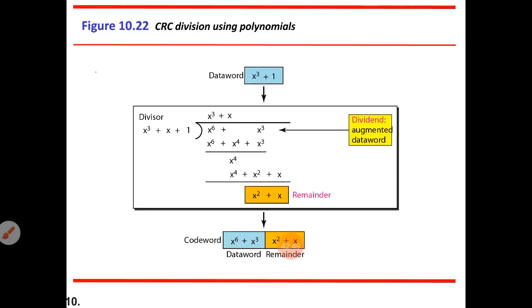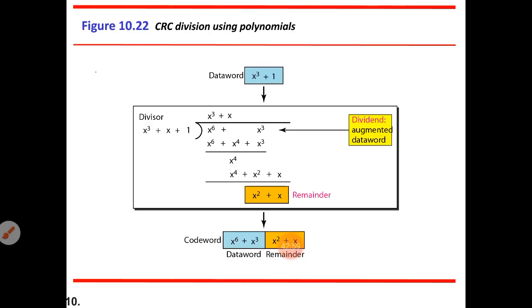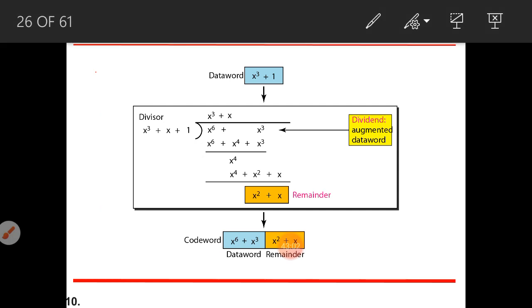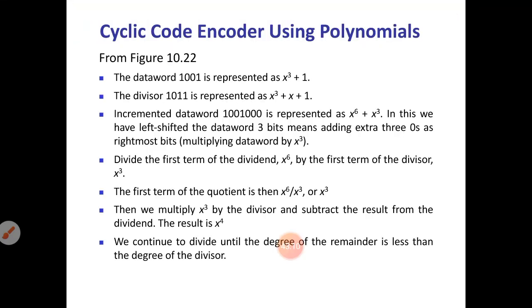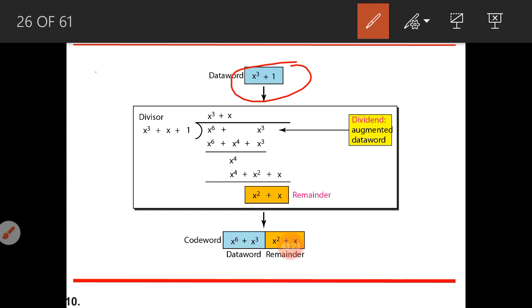Here we have seen the diagram. Whatever data word we have, we represent it in polynomial form, that is x raised to 3 plus 1. And after that the divisor 1011 I have represented as x raised to 3 plus x plus 1, and I have used that as the divisor here.